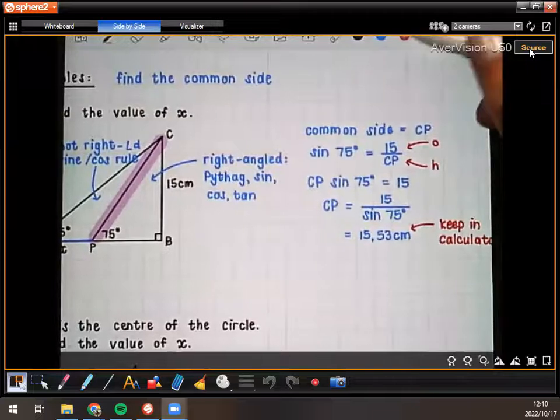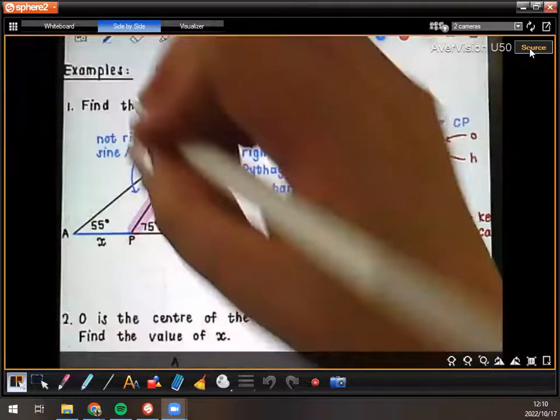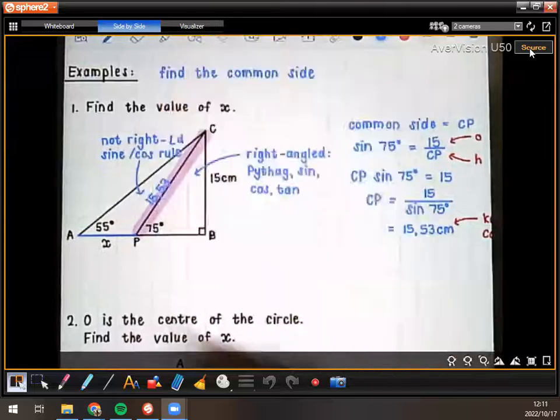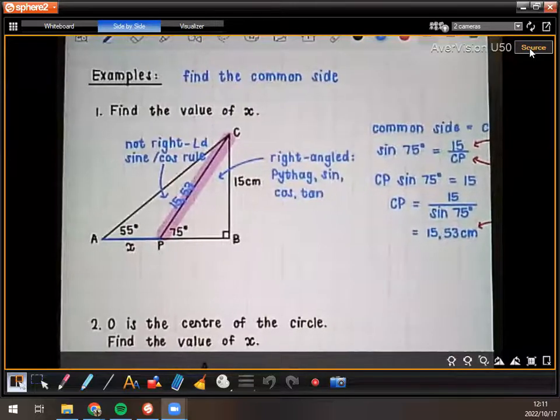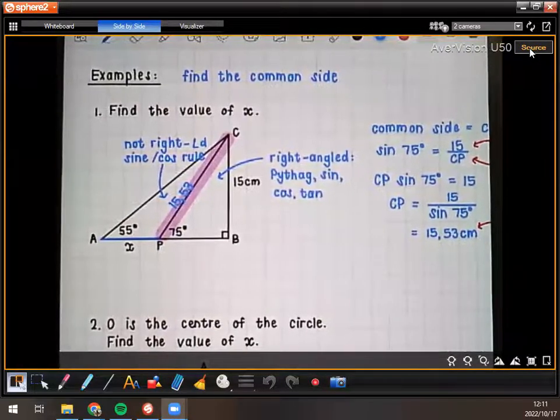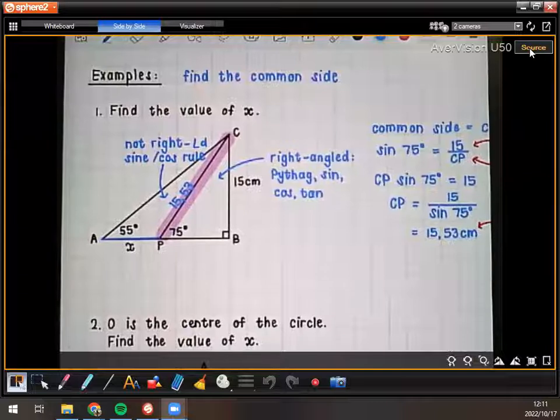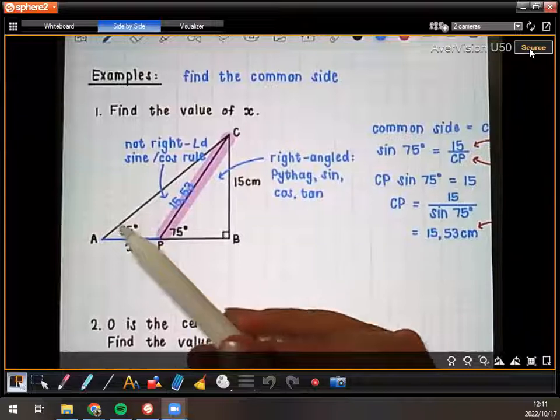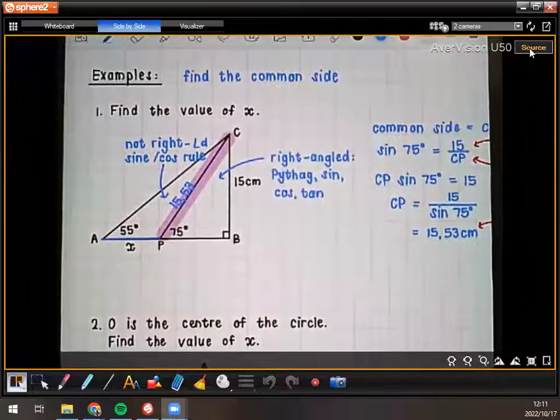Okay, so now, if it helps, let's put that on our picture. 15,53. Now we need to start thinking, how can I calculate x? Remember, that is what we're trying to find. So guys, by finding the common side, I have an extra piece of information now, because we only had one angle in the triangle. At least now we understand that.